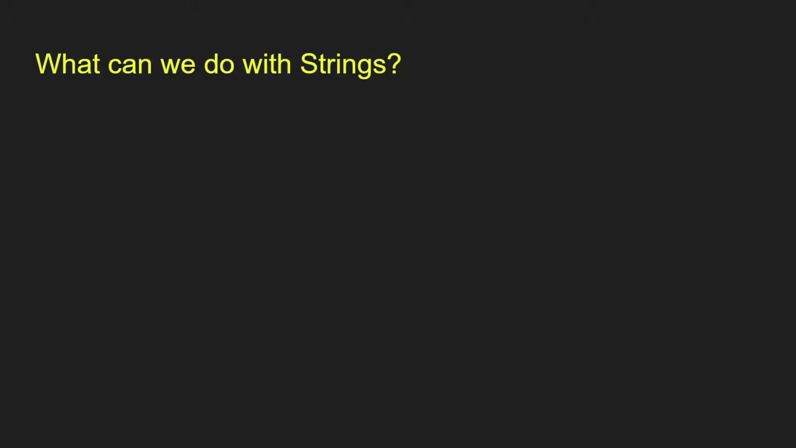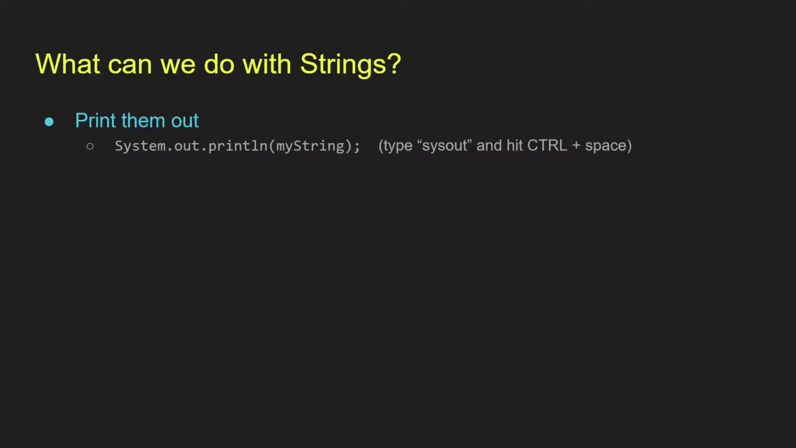So what can we do with strings? We can actually do a lot of stuff with strings. Strings are really amazing, but first of all, probably most importantly, you can print them out. You can do System.out.println. Remember the sysout shortcut of writing System.out.println, at least for Eclipse. And then you just, in parentheses, put the variable name of the string that you have.